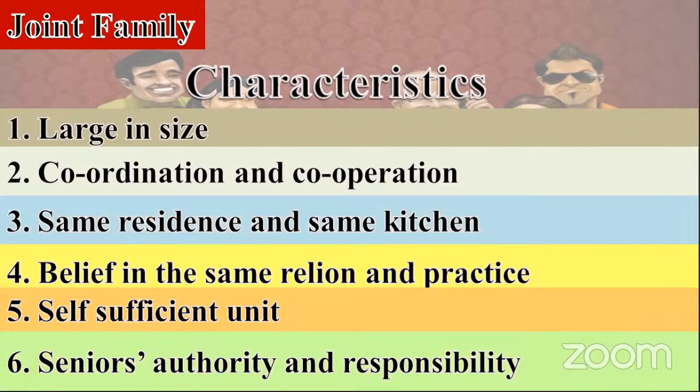The last is senior authority and responsibility. In the joint family, the elder of the family will be the head. The elder, or parent, or father will be the head like that. So in the joint family there is senior authority. It means sometimes it will be the parent, meaning the father, and on other occasions the grandfather will be the head of the family.